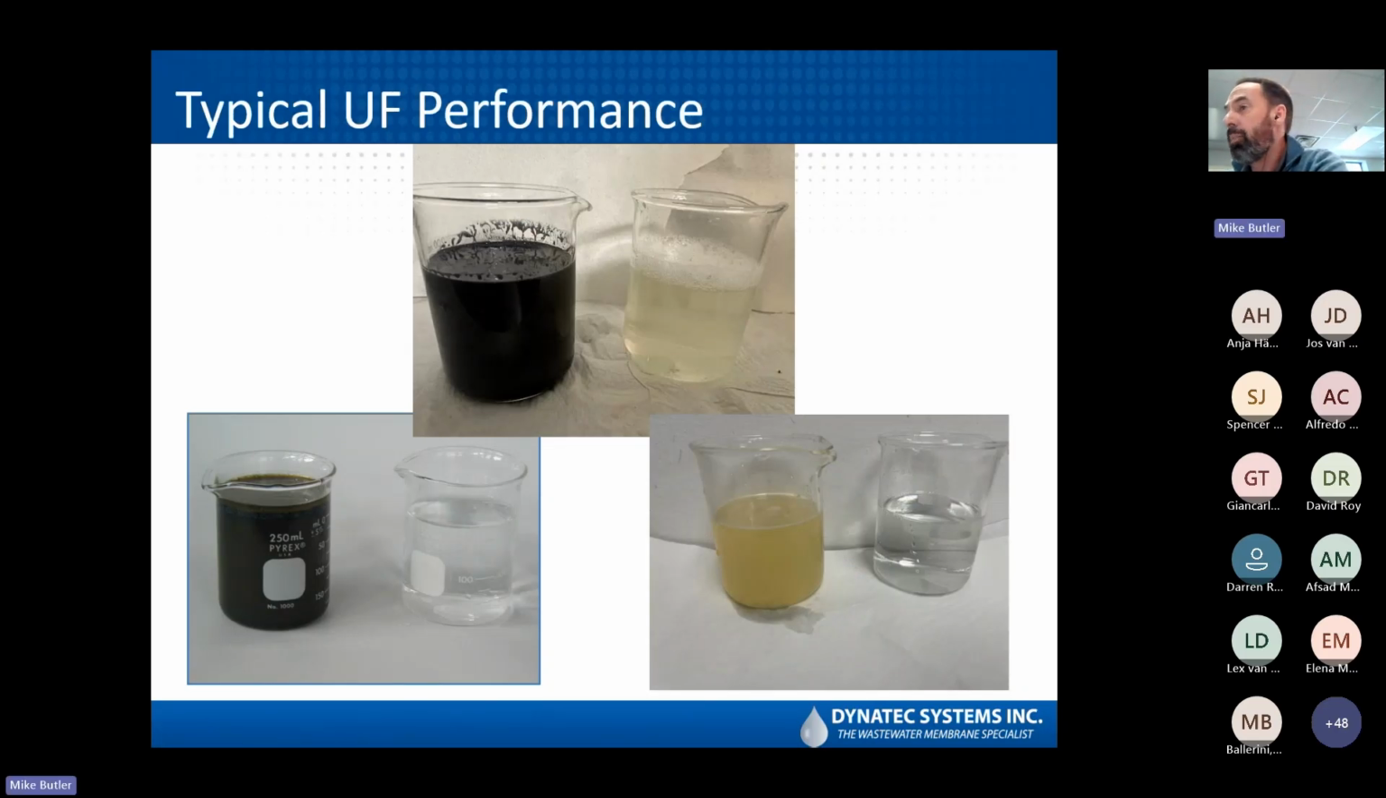Here are just several examples of direct filtration, raw wastewater on the left versus permeate on the right. The one on the bottom right is from a food application with starch. The other ones are oily wastewater applications. But in any case, you can see that the oil and grease and solids are all removed.